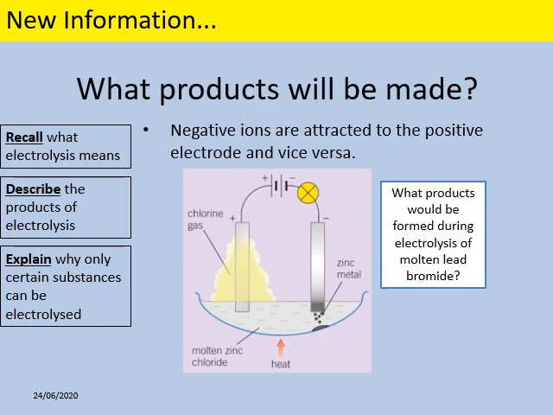What products would you expect to be formed during the electrolysis of molten lead bromide? Have a think about those for just a minute. If you said that you would get lead at the negative electrode and bromine at the positive electrode, you're absolutely right. A common mistake here is to write that bromide is formed. Remember, bromide is the ion and bromine is the atom or the element.